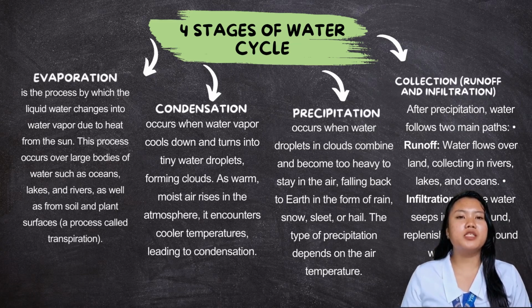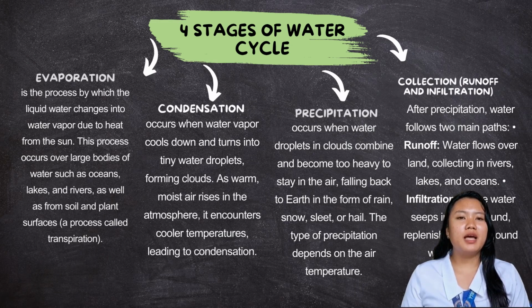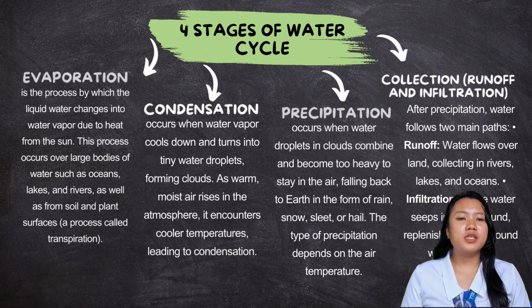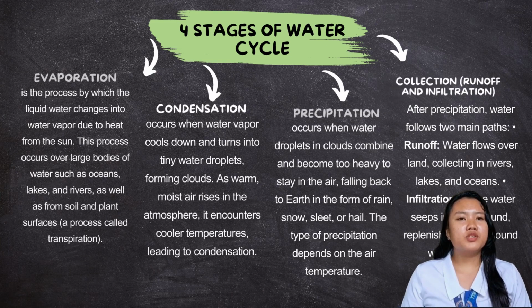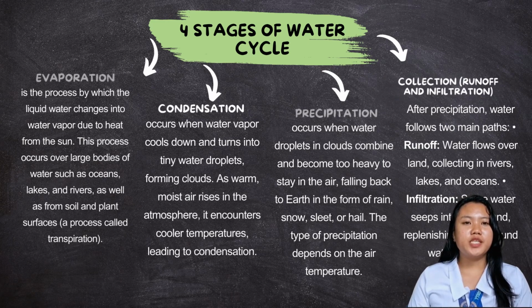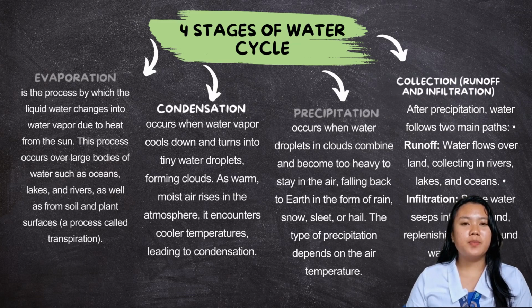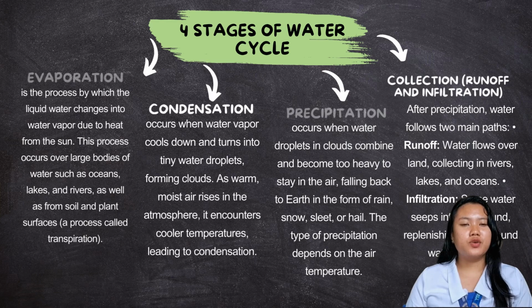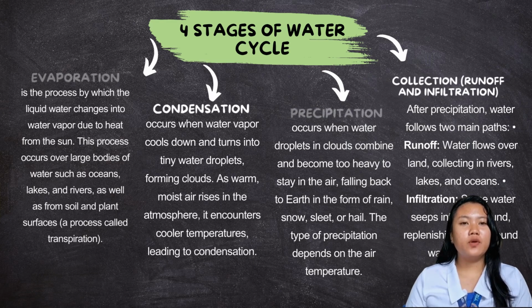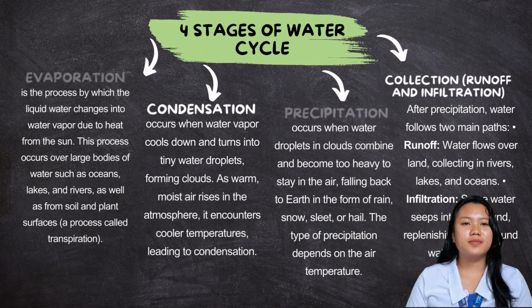Third is the precipitation. Precipitation occurs when water droplets in clouds combine and become too heavy to stay in the air, falling back to earth in the form of rain, snow, sleet, or hail. The type of precipitation depends on the air temperature. For example, during a thunderstorm, heavy rain falls, replenishing the rivers and lakes.